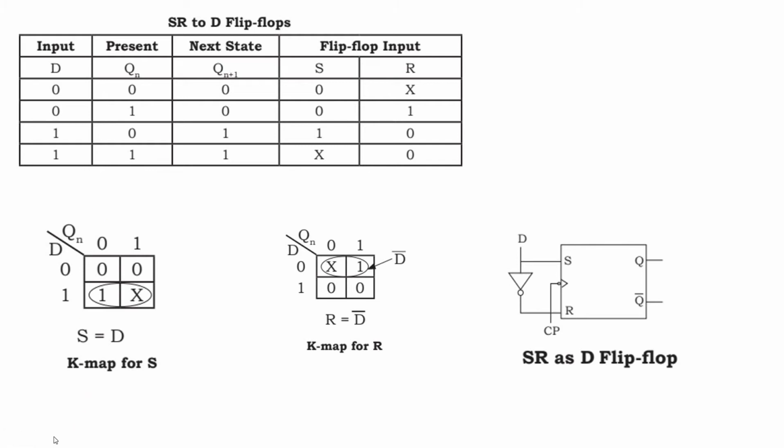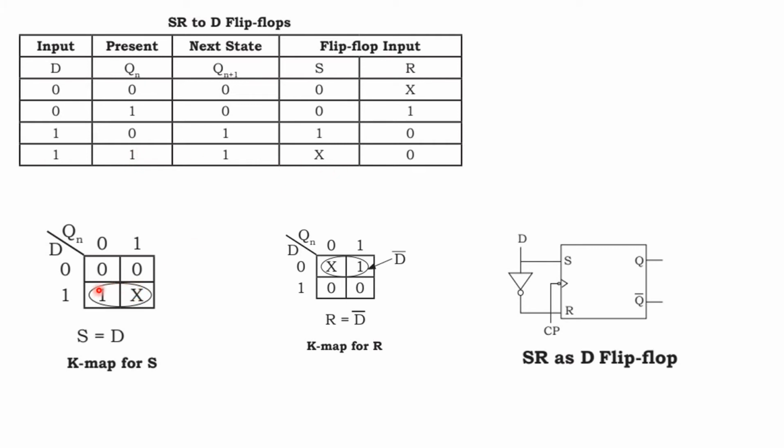Next, after finishing this, I am going to explain how to draw the K-map for S and K-map for R from this table. Okay, see here, take D and Qn and find out S. D is equal to 0 and Qn is equal to 0, S is equal to 0. D is equal to 0 and Qn is equal to 1, S is again 0. D is equal to 1, Qn equal to 0, S is equal to 1. And D is equal to 1, Qn equal to 1, S is equal to X.